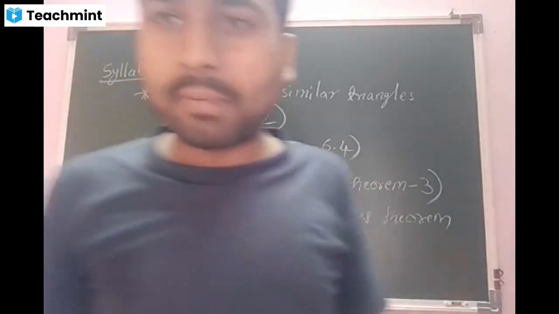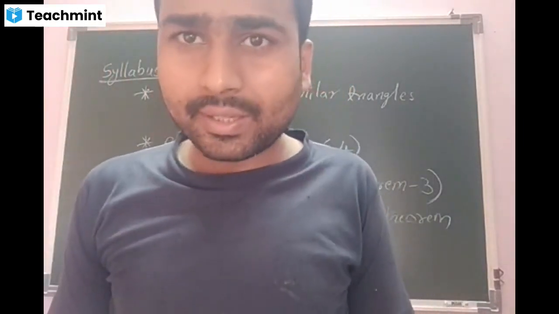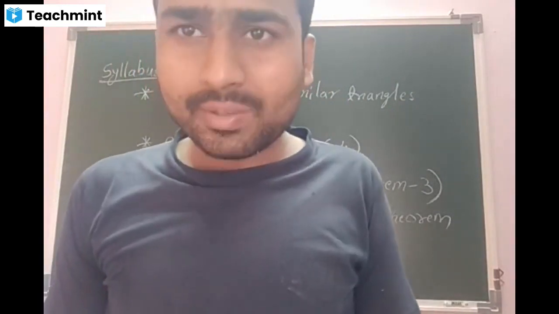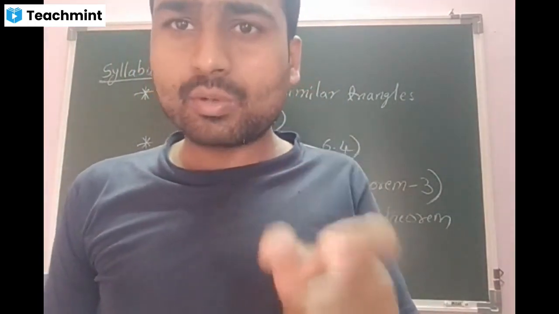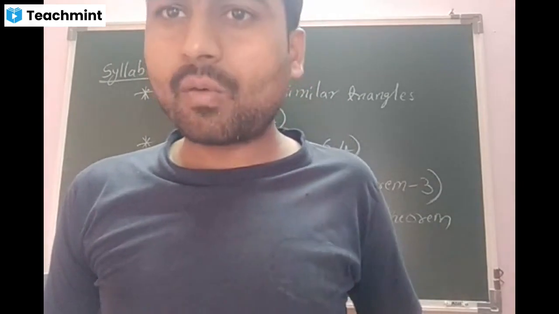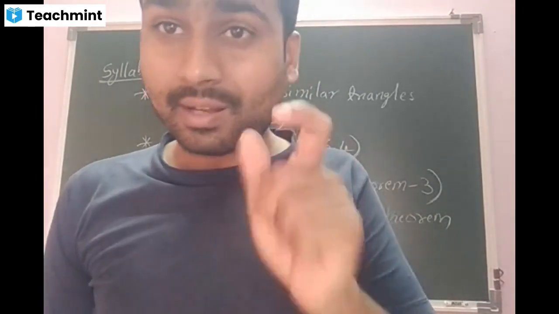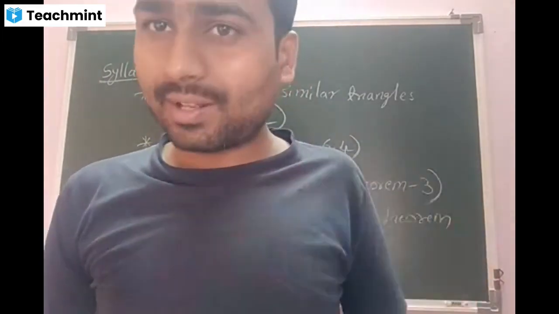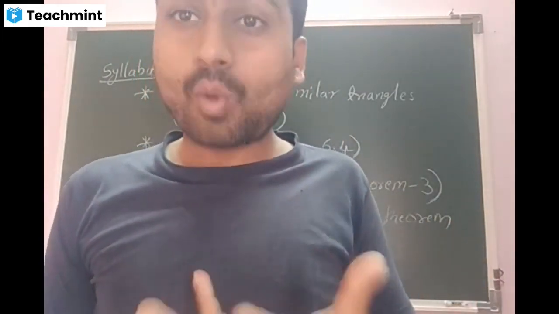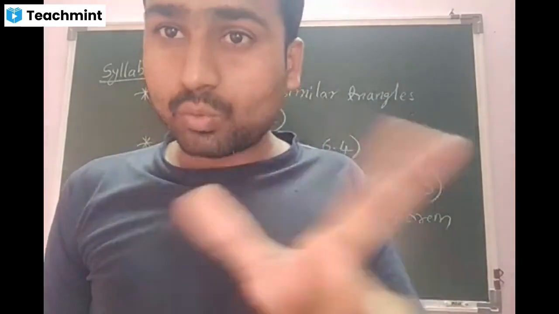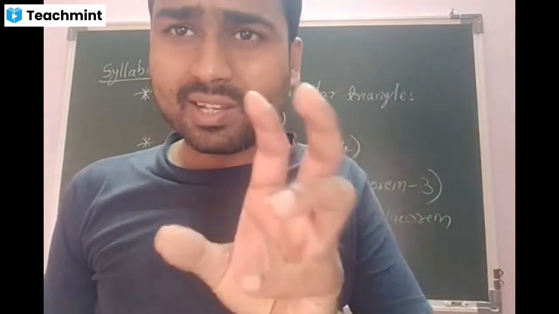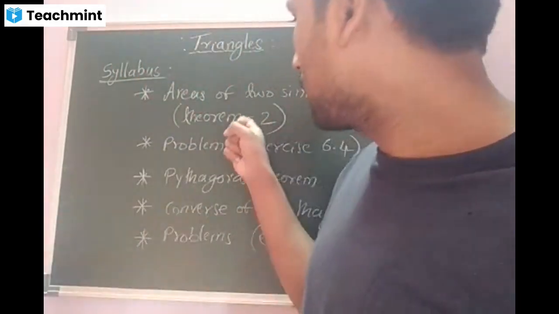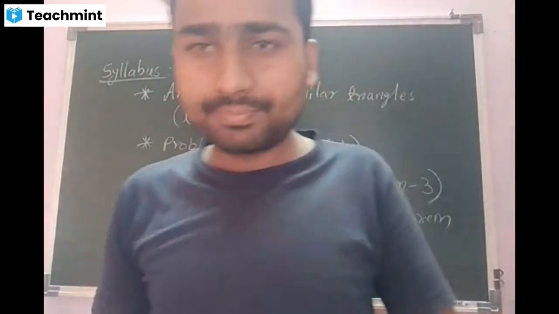Students, look at the fourth part. It is nothing but areas of two similar triangles. What does it mean? Once we study the definition and the illustration for the similarity of triangles, and once we study the criteria for judging the similarity of triangles, we will be thorough with the concept so that we can start talking about the areas of two similar triangles. What is the relation between the areas of two similar triangles will be dealt with in theorem 2. Is that clear?